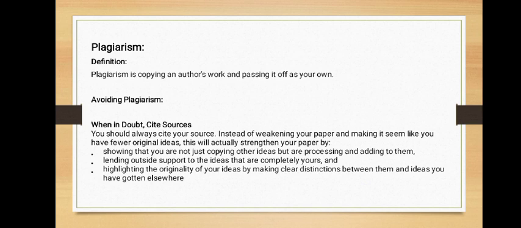Plagiarism definition: plagiarism is copying an author's work and passing it off as your own. There are some points for avoiding plagiarism. Number 1: when in doubt, cite sources. You should always cite your source. Instead of weakening your paper and making it seem like you have fewer original ideas, this will actually strengthen your paper by showing that you are not just copying other ideas but are processing and adding to them, lending outside support to the ideas that are completely yours, and highlighting the originality of your ideas by making clear distinctions between them and ideas you have gotten elsewhere.